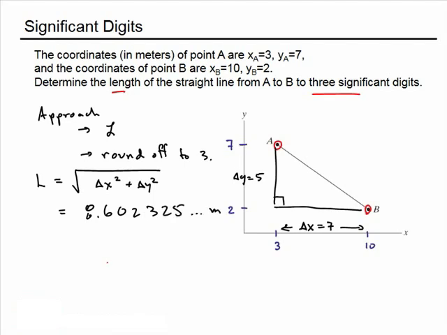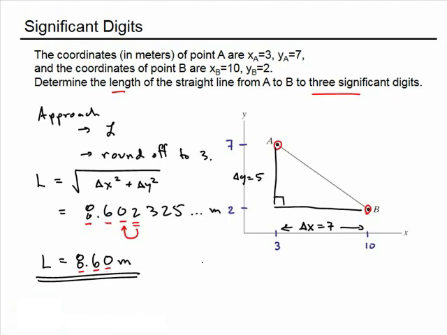We want to express the answer to 3 significant digits, 1, 2, 3. We take a look at the 4th digit to see if it rounds up and affects the 3rd digit. In this case, 2 does not round up, and so the length is equal to 8.60 meters, and that's the way we would express the final answer, having 3 significant digits.